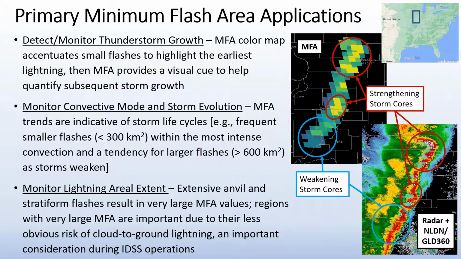And then finally, you can monitor the lightning aerial extent. So extensive anvil and stratiform flashes often result in very large MFA values because they're the only lightning strike happening in that area and they're very large. Those large MFA values, which often show up as purple pixels, purple grid cells, will pop out. So the regions with very large MFA are also important due to their less obvious risk of lightning, especially well behind the leading edge of something like a QLCS. And those often represent cloud-to-ground lightning strikes, which can be an important consideration for IDSS operations.